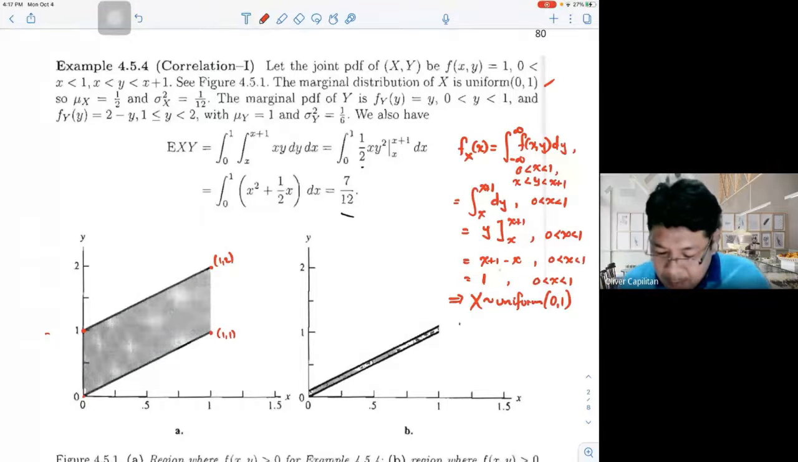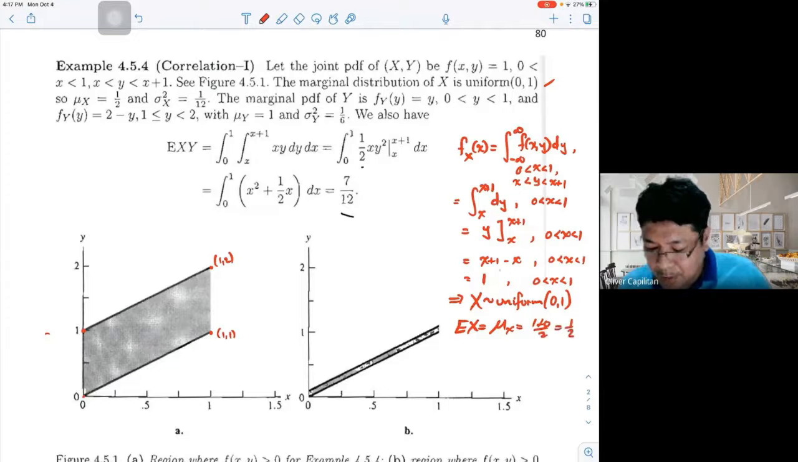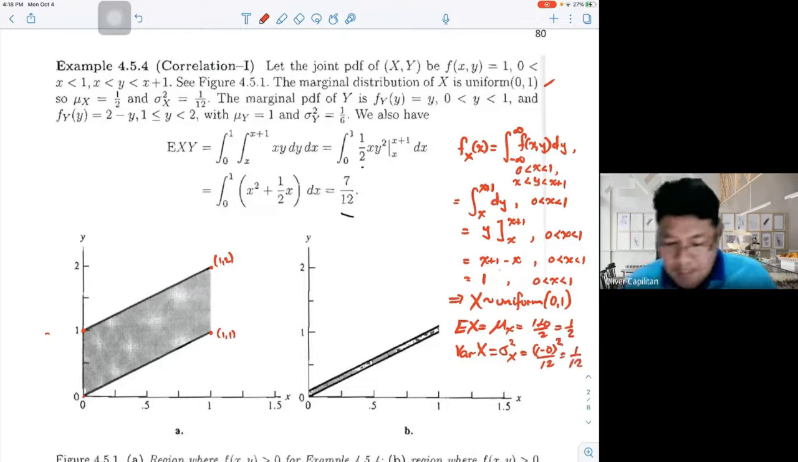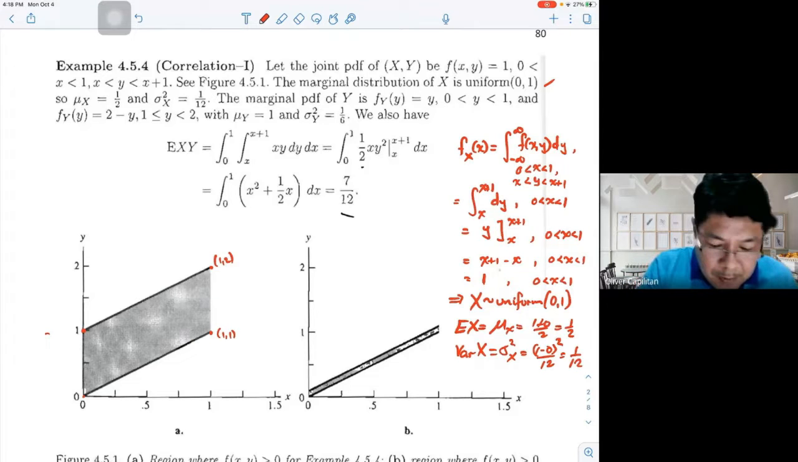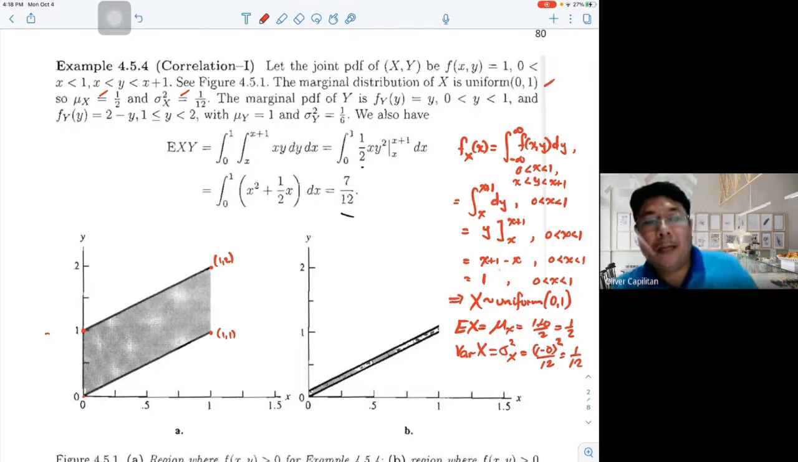So what is the mean? The mean of x, which is mu sub x, would clearly be 1 plus 0 over 2, so we have 1/2. The variance of x, sigma square x, we already have the formula: 1 minus 0 quantity squared over 12, which is 1 over 12. So we have verified this uniform. This is also verified.